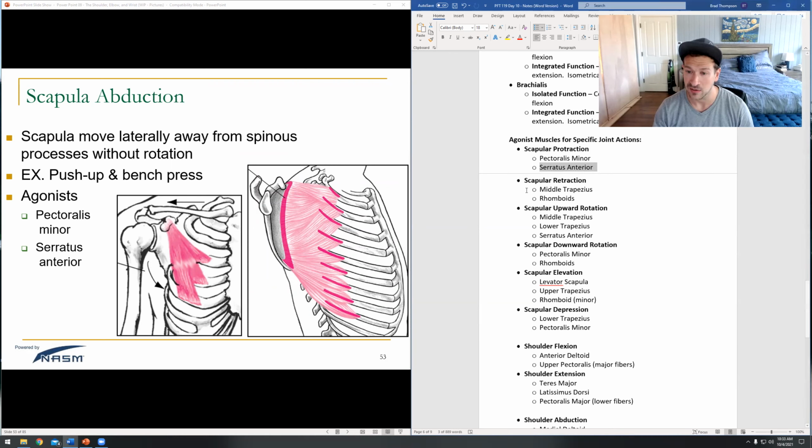But the pec minor is the one that we often end up using too much, and that is the one that causes that downward tilt, right? The serratus would pull it directly forward, but the pec minor does this. Bad guy, good guy.